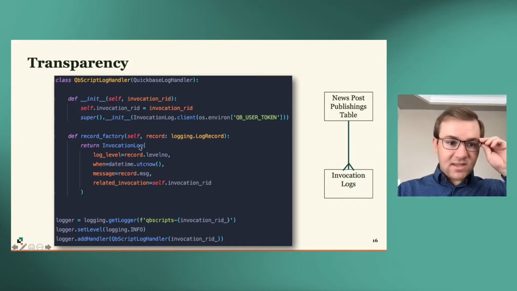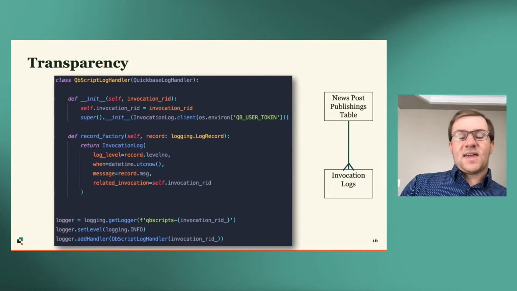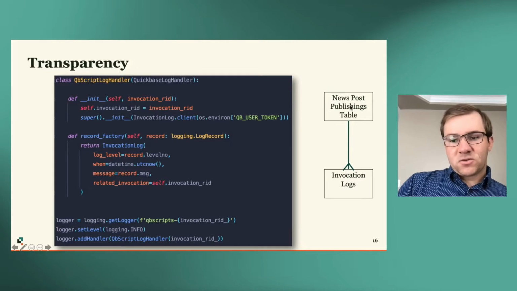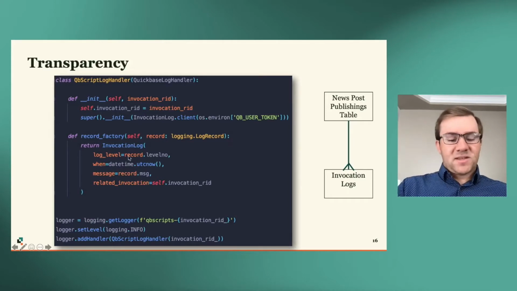So a record in the invocation logs table maps to one Python object of type invocation log. In this package, we can use this base Quickbase log handler that is provided in the library. We essentially just need to tell it how to map from a Python logging.LogRecord object into an instance of our invocation log object. So we take the log level, we create the current time, we grab the message, and we use the related invocation that we know we want to link to for the news post publishing.